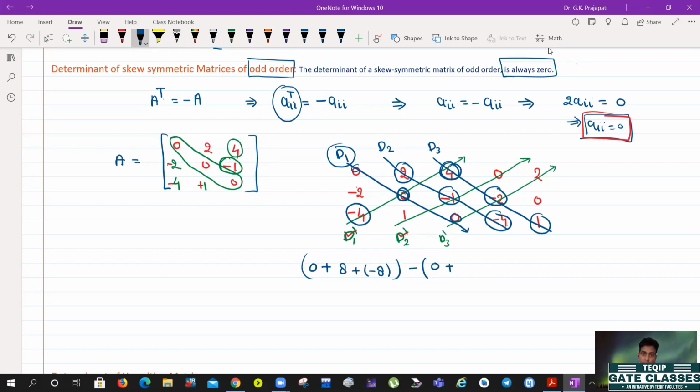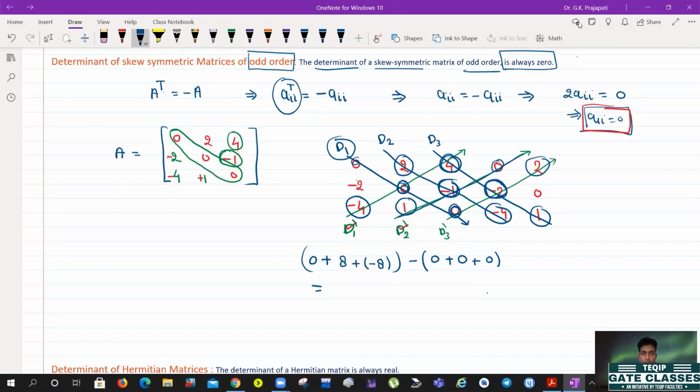the multiplication of the second lower diagonal's elements, that is 1, -1 and 0, 0, plus again we multiply the elements of the lower diagonal, that is 0 into -2 into 2, again 0. Then after simplifying this, we get 0 minus 0, that is 0. So by taking one example of a skew symmetric matrix of odd order, we can see that its determinant will be 0.